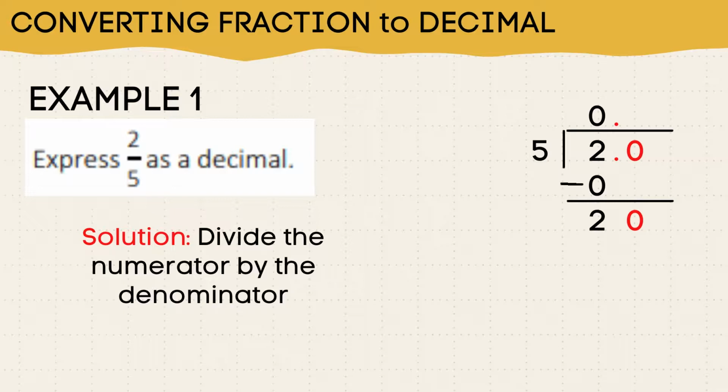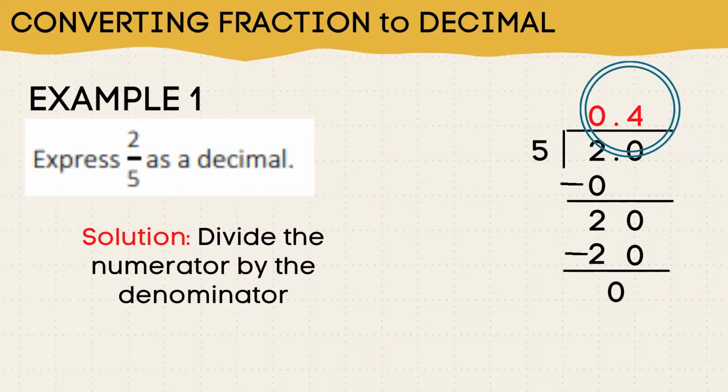So proceeding the division process, 20 divided by 5 is 4. 4 times 5 is 20. So 20 minus 20 is 0. So therefore, the decimal form of 2 over 5 is 0.4. That is quite easy if you have mastered your division during your elementary days. And I am also going to present to you an alternative solution on how to do this.